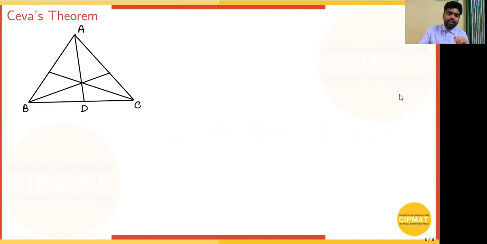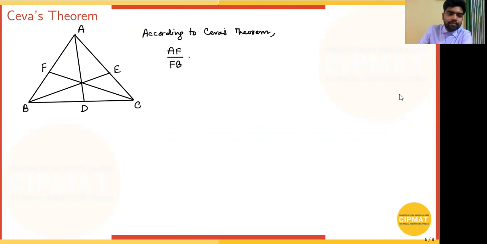Let's say this is D, let's say this is E, and let's say this is F. Now, according to Ceva's theorem, what we have is AF upon FB multiplied by BD upon DC multiplied by CE upon EA, which will be equal to 1.